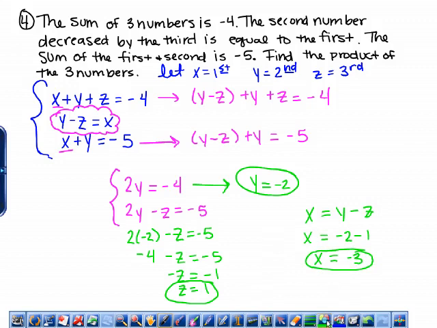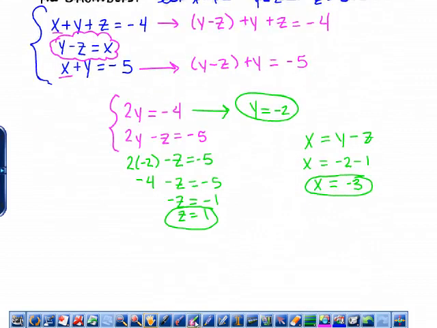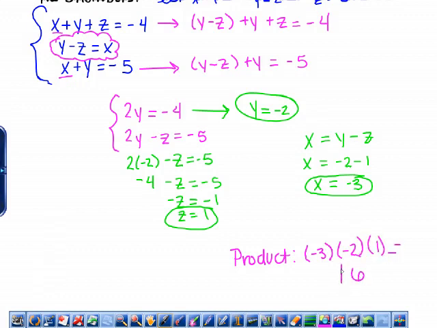What's your question asking you for? All right, so we're going to find the product, which is negative 3 times negative 2 times 1, which is 6. Questions? Because the question asked you for the product.